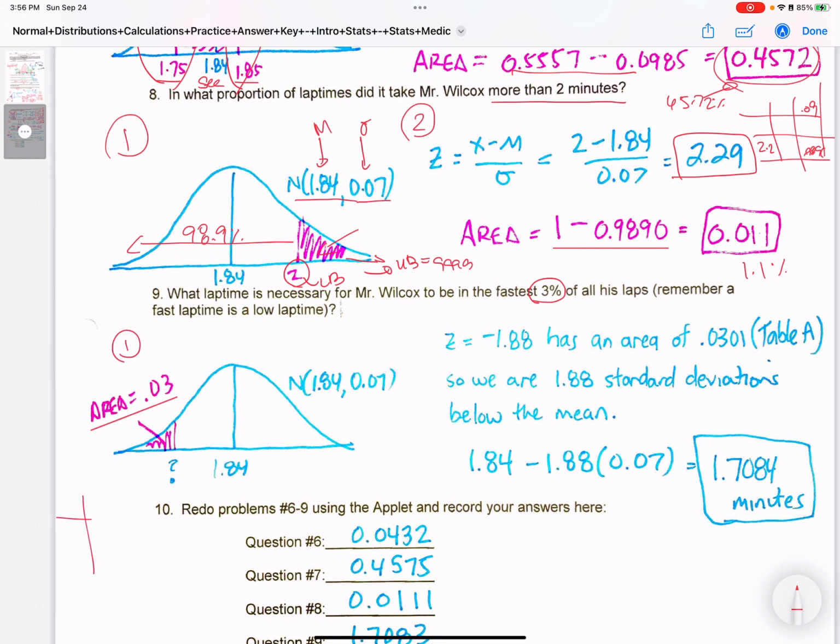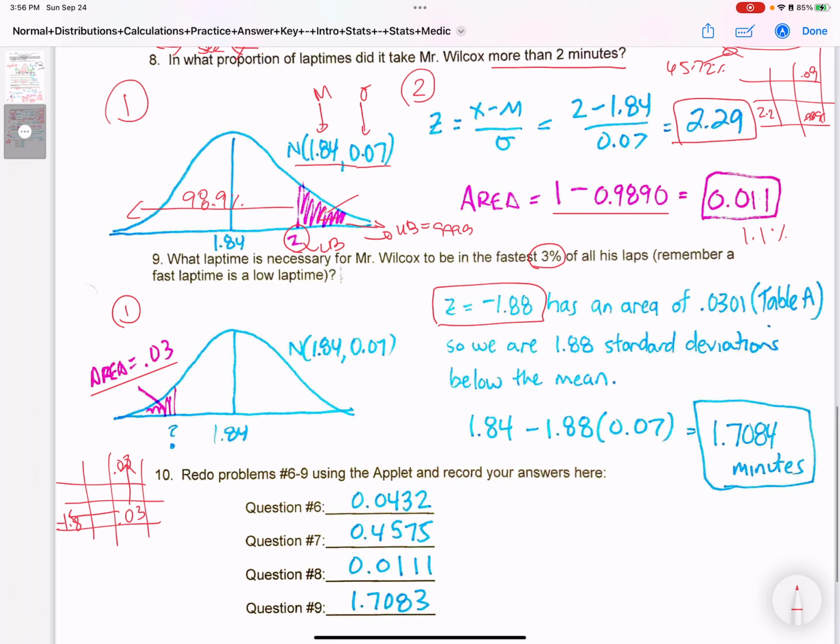The second step here, I'm going to look for the area 0.03 in the chart, and I'm going to look for my z-score. In fact, I get a negative 1.88 z-score. Then I'm going to go ahead and do this. It explains it, but I'm going to show you how to do it.